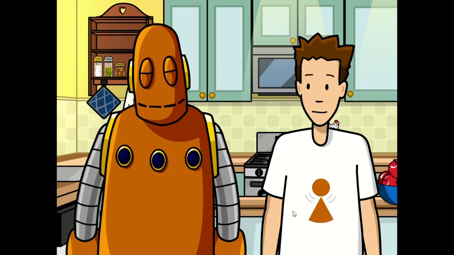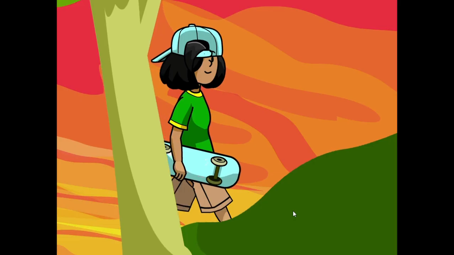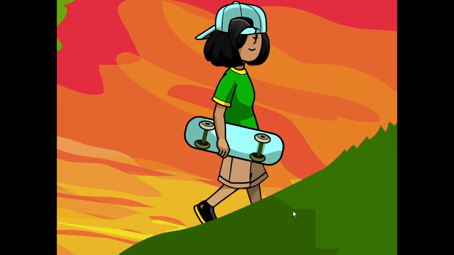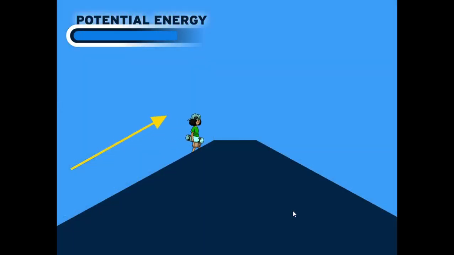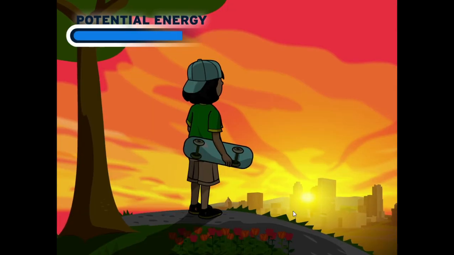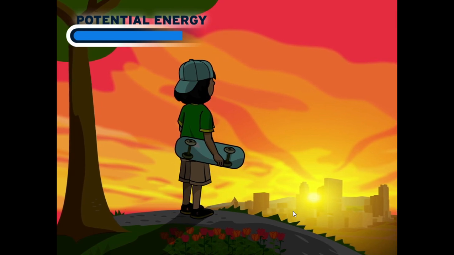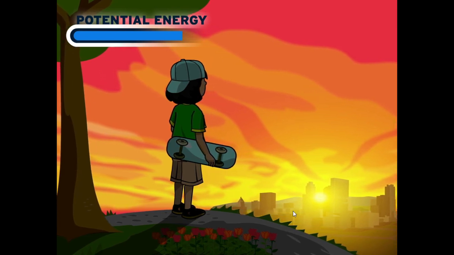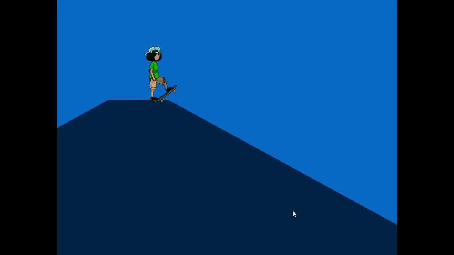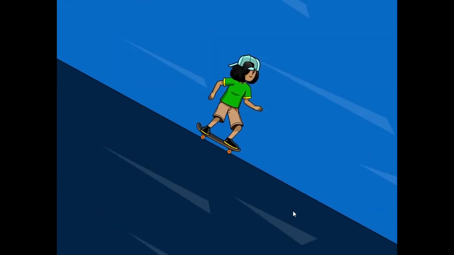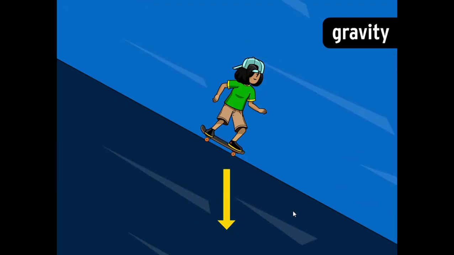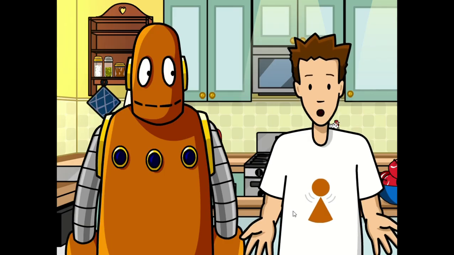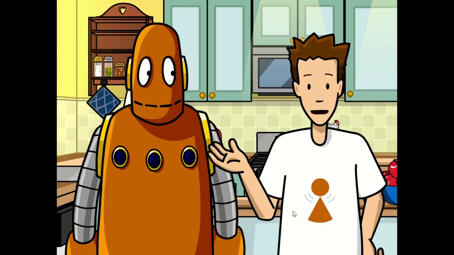Skateboarding is another way to see potential energy in action. Take your board to the top of a hill, and you're putting potential energy to work. The higher you climb, the more your potential energy increases. On top of the hill, you have a whole lot of potential energy, even when you're standing still. When you raise something above its original position, it has the ability to fall, because the force of gravity pulls us down towards Earth. What goes up must come down, or can come down at least.